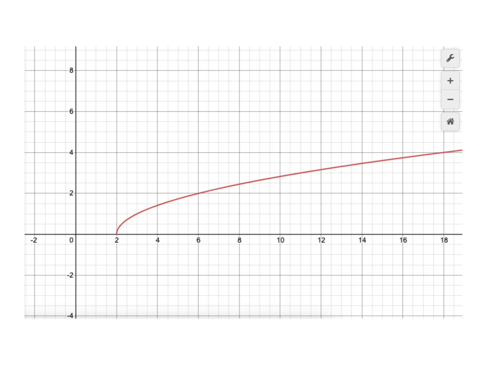Okay, so here I've got a graph of that function f of x is equal to the square root of x minus 2. And the graph of the square root of x minus 2 is this red curve here. I hope you can see that it starts off at x equals 2. So all the points that make up this graph have x values from 2 all the way out to, we can keep going, positive infinity. So there are no values of x less than 2. The function doesn't exist for x values less than 2.